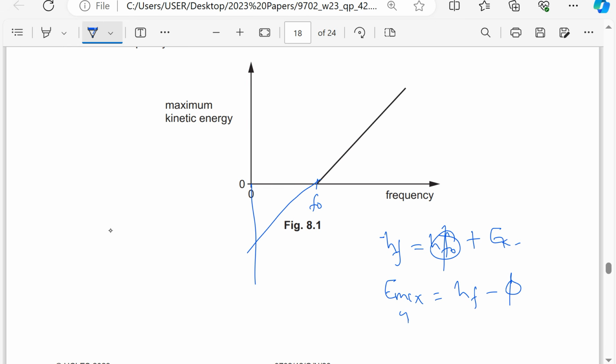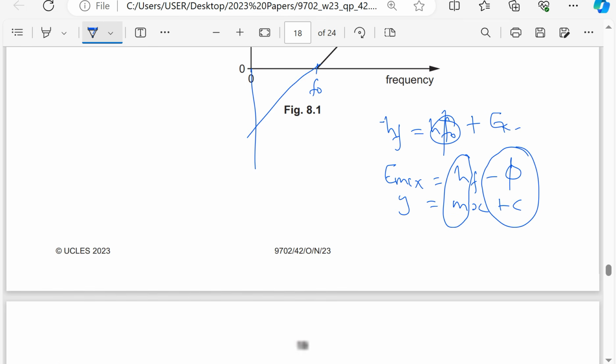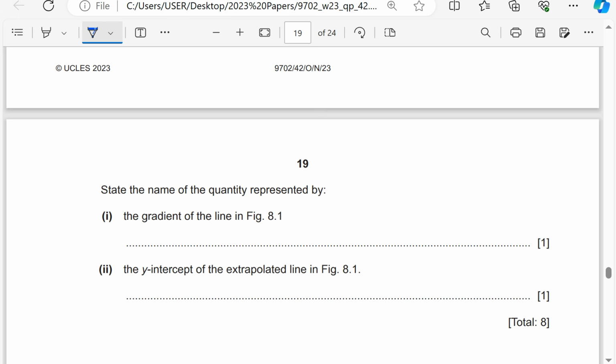When I compare this with y equals mx plus c, it means that the gradient is Planck's constant, and the y-intercept is the negative work function. So the gradient of the line is Planck constant. The gradient is Planck's constant, and the y-intercept is going to be the minus work function energy.